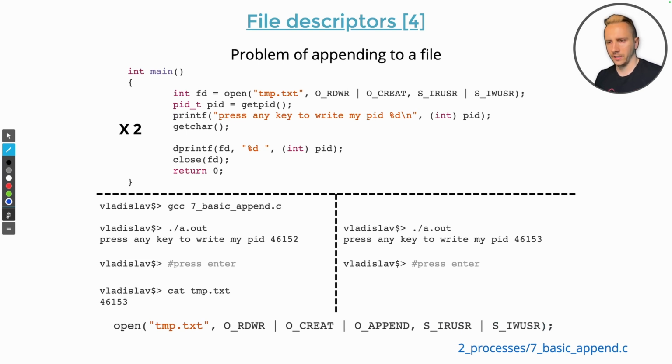And to fight that, there is a special flag which you can give to open. The flag is called O_APPEND, and it will make sure that every time you call write on that file descriptor, the kernel itself, before writing, will reposition the file descriptor to the end of file. So you will always write to the end of file, no matter what other processes are doing right now.